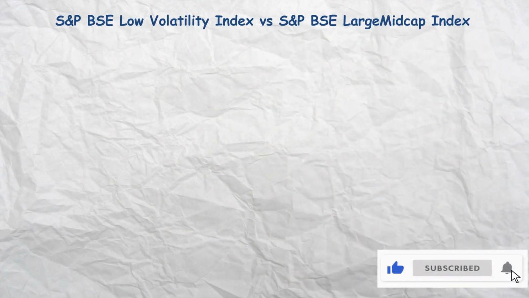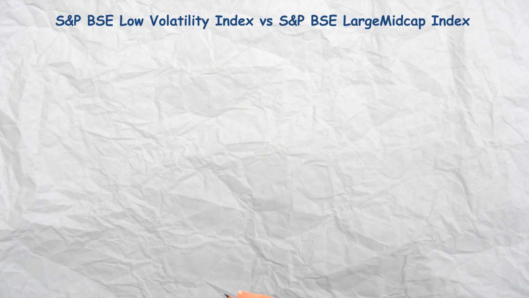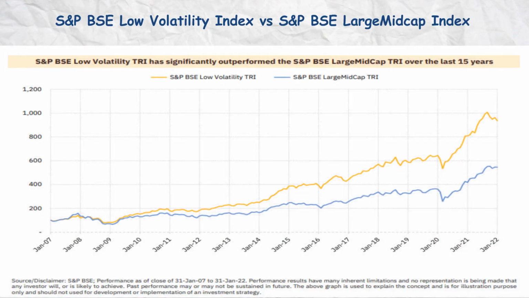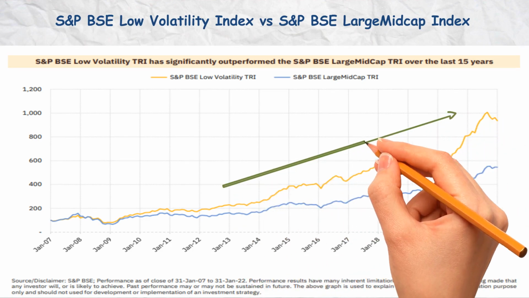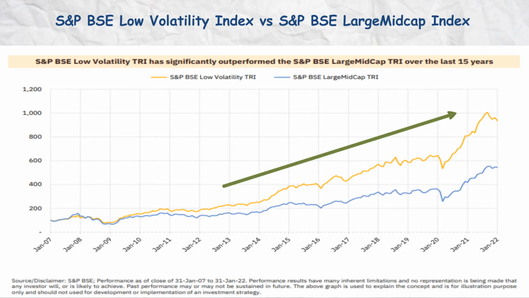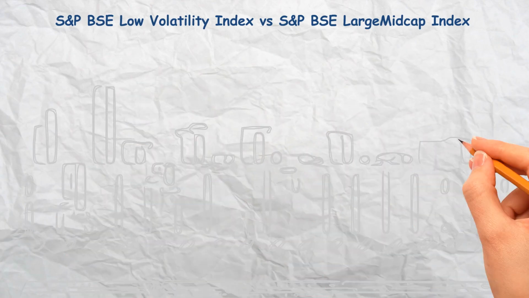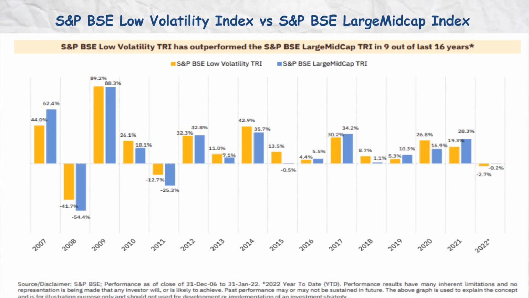Let's pull out some charts to understand the S&P BSE Low Volatility Index historical performance. Last 15 years historical performance between the S&P BSE Low Volatility Index and the S&P BSE Large Mid Cap Index can be seen in this chart. From the graph, the yellow line indicates the S&P BSE Low Volatility Index performance. We can see that this index has significantly outperformed over the long term. Calendar year returns. When we compare the returns of each calendar year, the S&P BSE Low Volatility Index has outperformed 9 times out of the last 15 years.